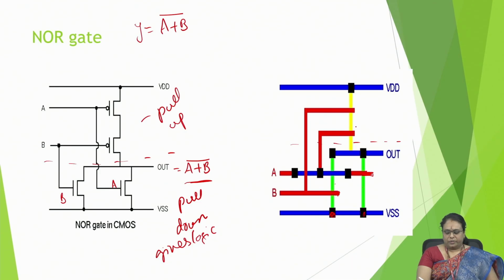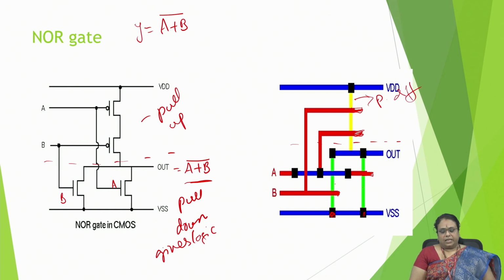And on the pull-up side, what are we doing? On this pull-up side, we take a P diffusion, where we put the transistor representation with poly. And we connect them through poly here. So this is how we draw a stick diagram or layout for a NOR gate.